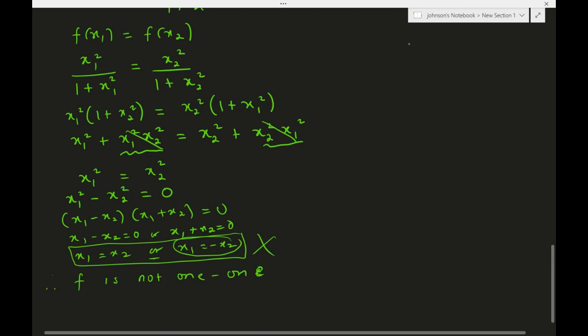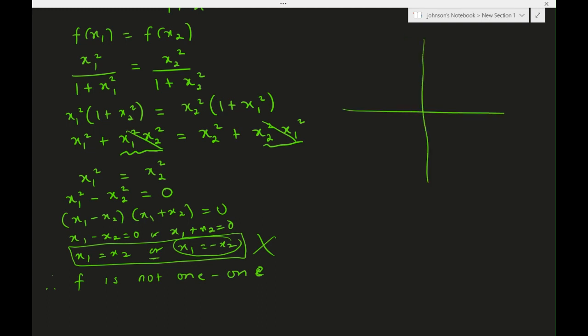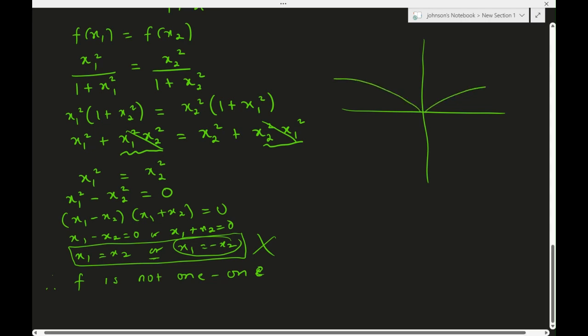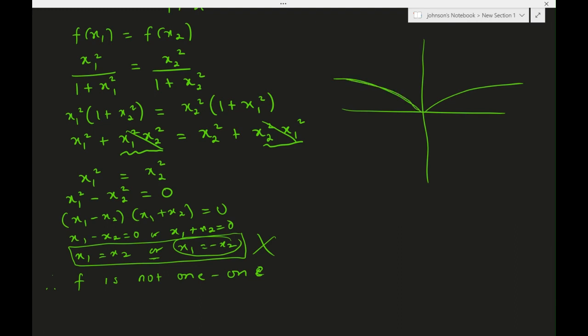Now, for the graphical method, you can try it. It's not that easy to sketch this graph. The graph of this function is just something like this. So definitely it's not going to be a one-to-one function. You can try sketching this.